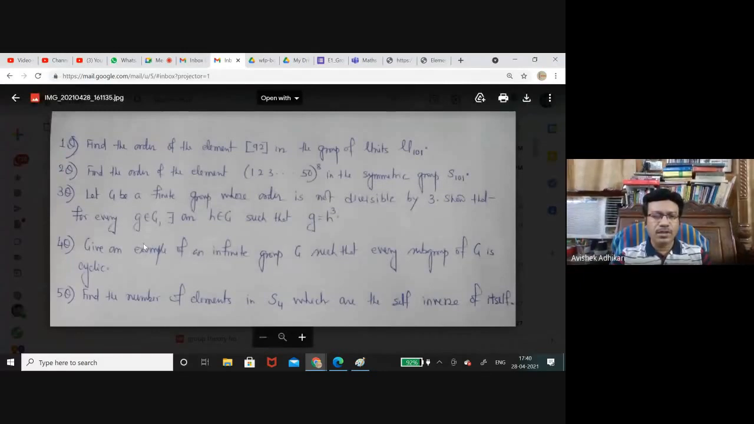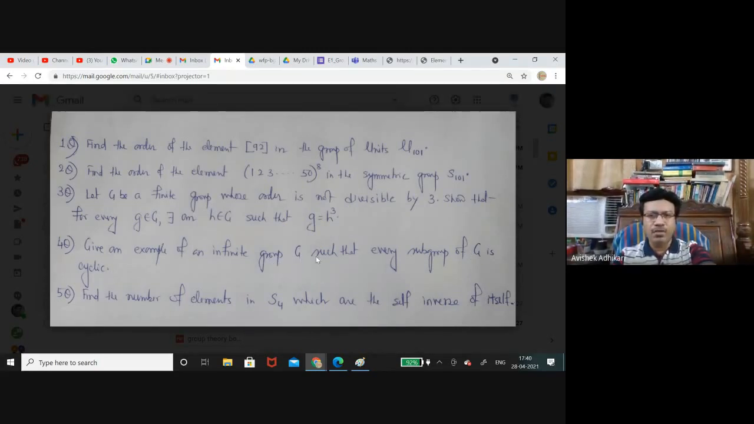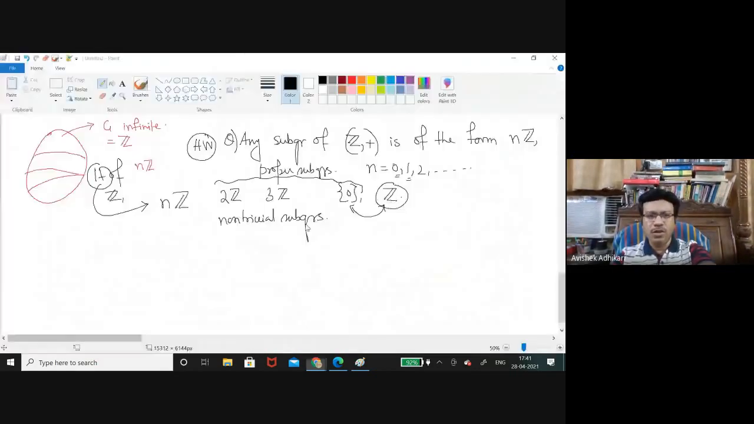So you have to be careful about each and every word. Give an example of an infinite group such that every subgroup of G is cyclic. Every subgroup of G includes G itself. I have not mentioned every proper subgroup of G. If I had given proper subgroup, then you should not consider G itself. But in that case also, if I give an example of an infinite group G such that every proper subgroup of G is cyclic, then also your example will do.